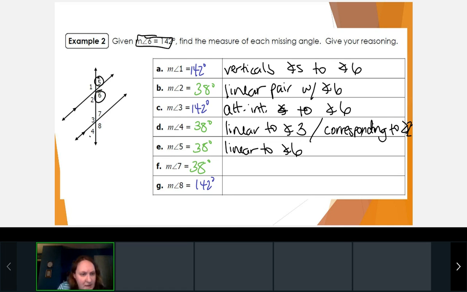Alternate exterior with angle 5. Angle 4 and angle 5 are alternate exterior angles. That would have worked too, Valeria. Well, you're doing a good job at catching on there, Navira. You're all right.